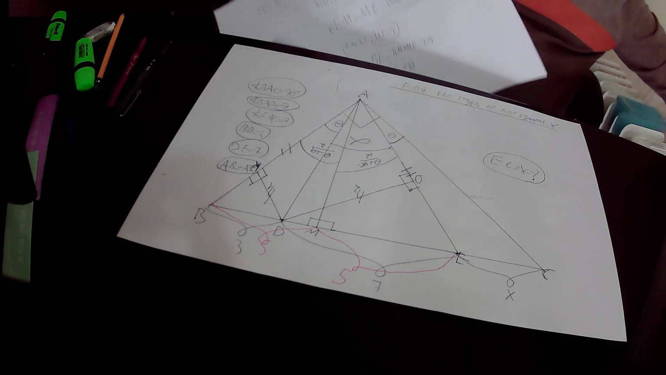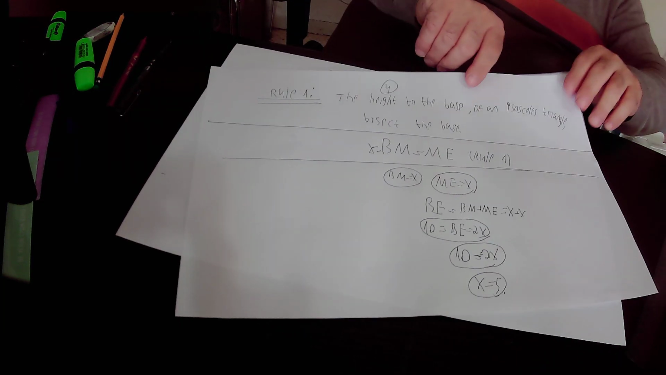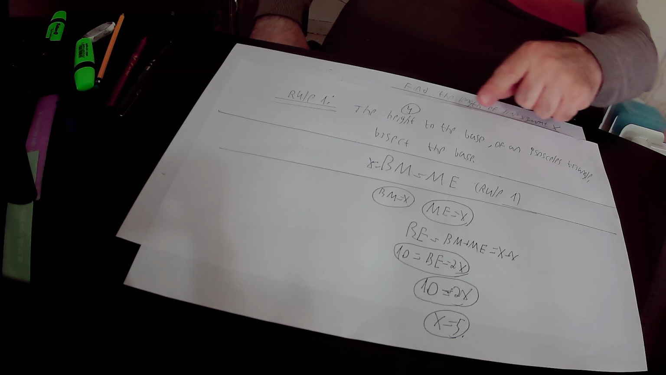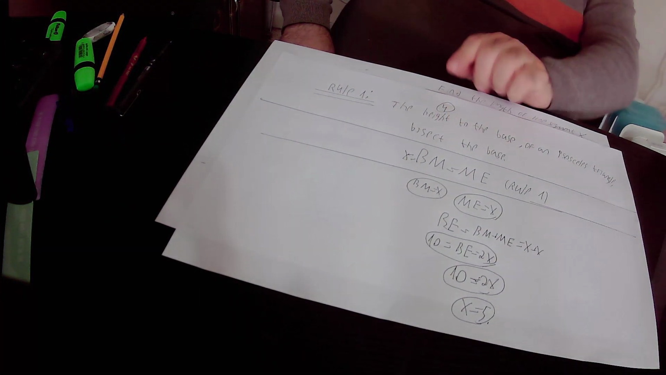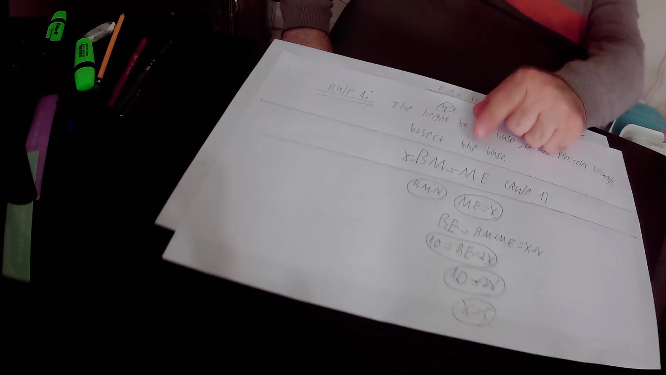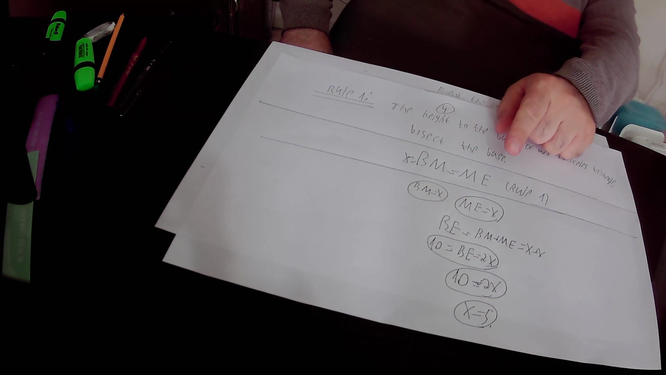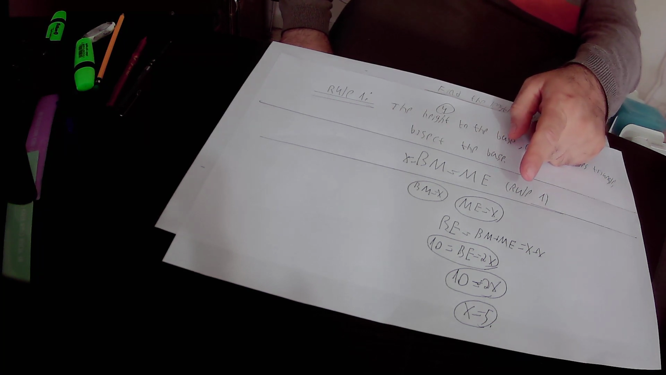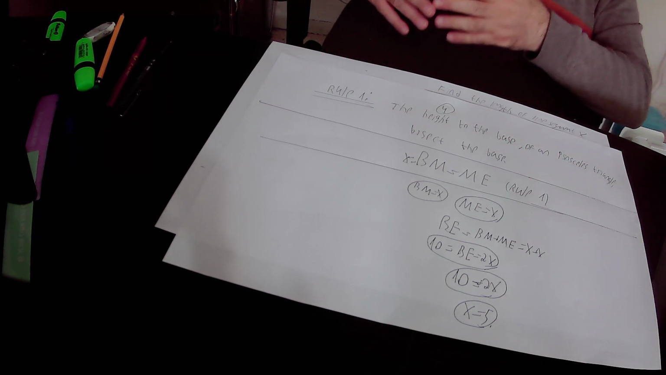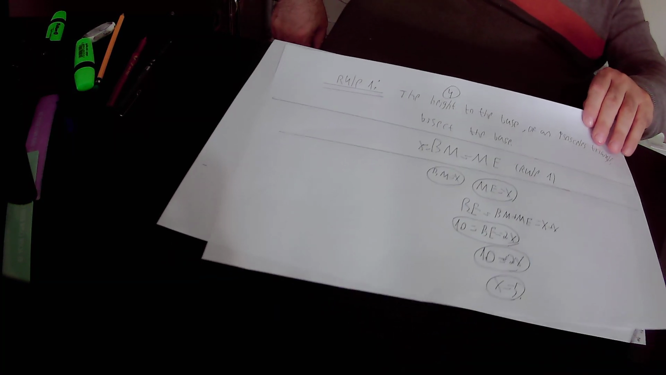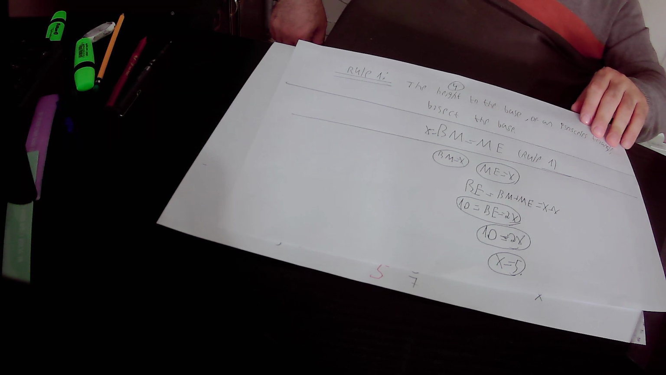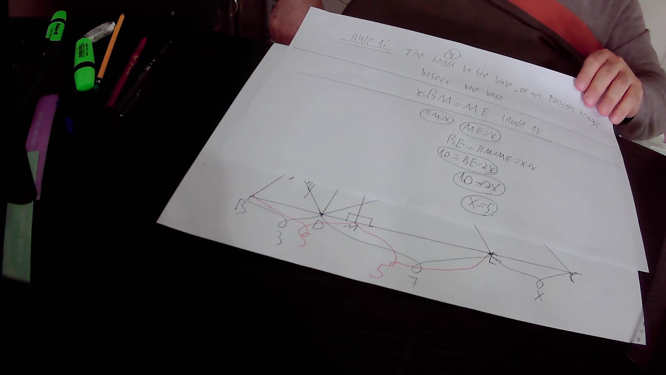Okay, I'll repeat again. According to rule number 1, BM equals ME. So if we define BM as X, then from this equation X equals BM equals ME, we will conclude that ME is also equal to X. So BM equals X and ME is also equal to X, but that is from one side. But what is the value of BE?